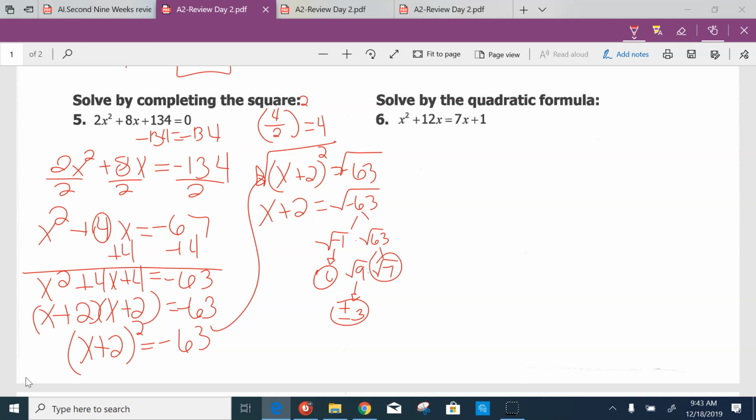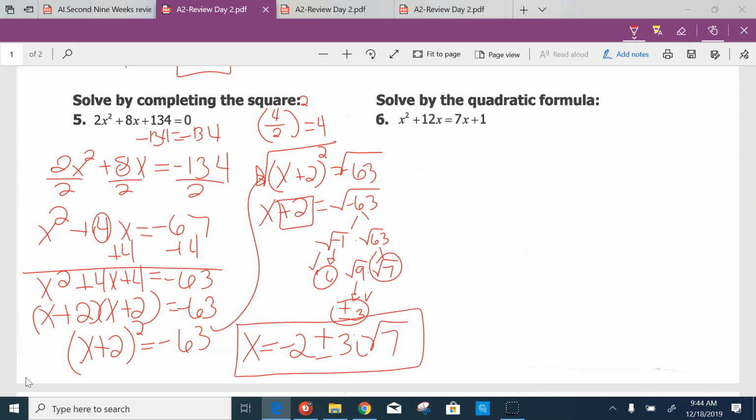And the square root of 7 cannot come any further. But I still have this plus 2. So I have to subtract 2 to get the x by itself. So here's how my final answer is going to look. I have plus 2. I need to get rid of that. So I will have a negative 2 to start off my equation. Now I have the plus or minus 3i with the square root of 7 attached at the end. Yikes. So that one was kind of messy, but that is legit how it works.